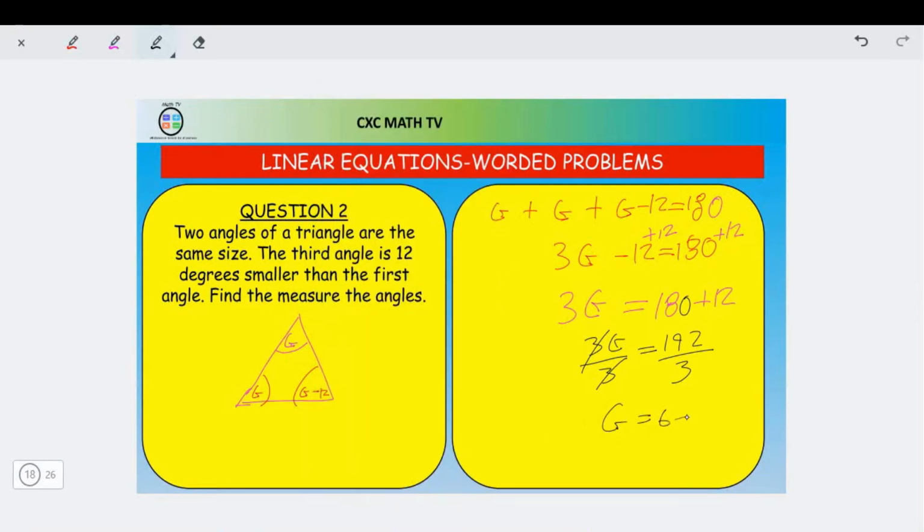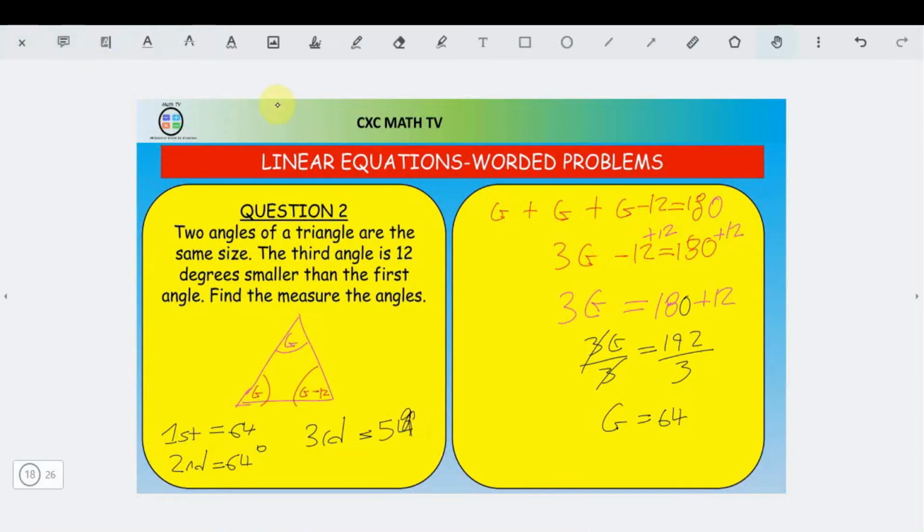So G equals 64. So what are the angles? You can tell them the first one is 64 degrees. The second angle is 64 degrees. And the third angle now, which is G minus 12, that would be 64 minus 12, which is 52 degrees. Not 54, sorry, that's an error. That's 52 degrees.